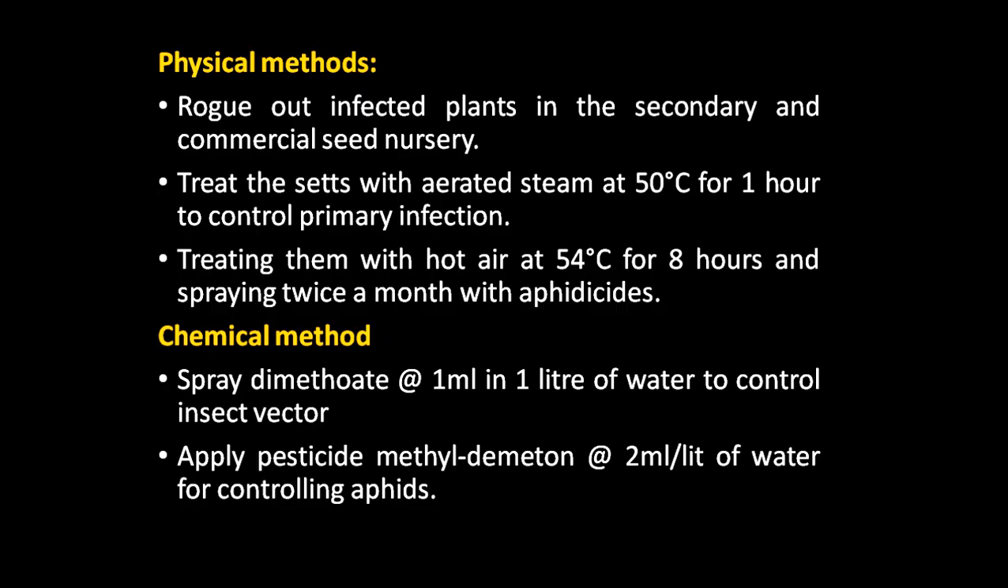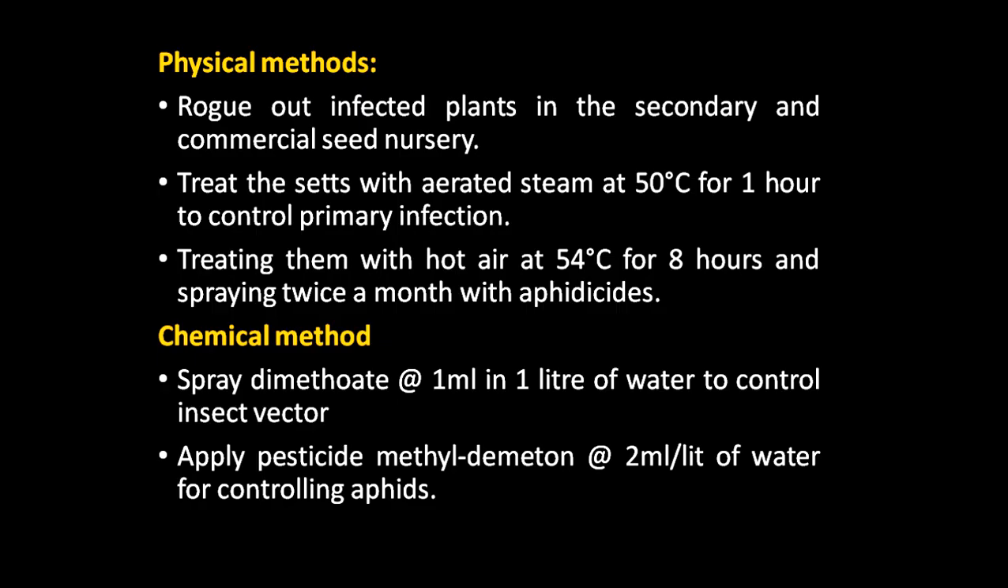Treat the seeds with aerated steam at 50 degrees Celsius for 1 hour to control primary infections. Seed means the portion of the sugarcane used as a seed. So we can treat the seeds with steam at a temperature of 50 degrees Celsius for 1 hour. It can control the primary infection; it can kill the mycoplasma. Then treating them with hot air. The hot air can be passed over the seeds at a temperature of 54 degrees Celsius for 8 hours.